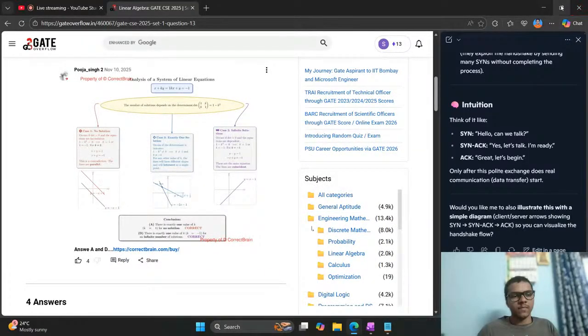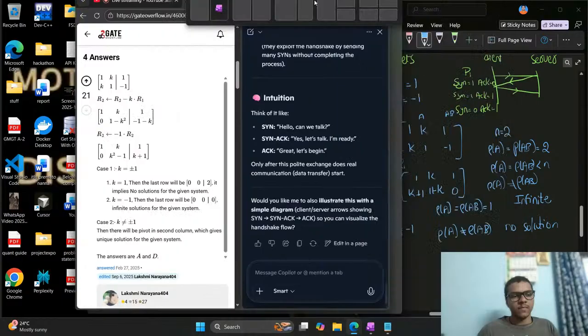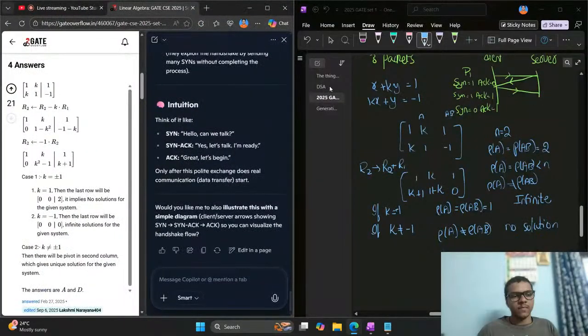This is the basics of linear algebra. AD minus BC is a determinant. 1 minus k square is equal to 0. Let's say minus k square. 1 equals k square, so k is equal to plus or minus 1.